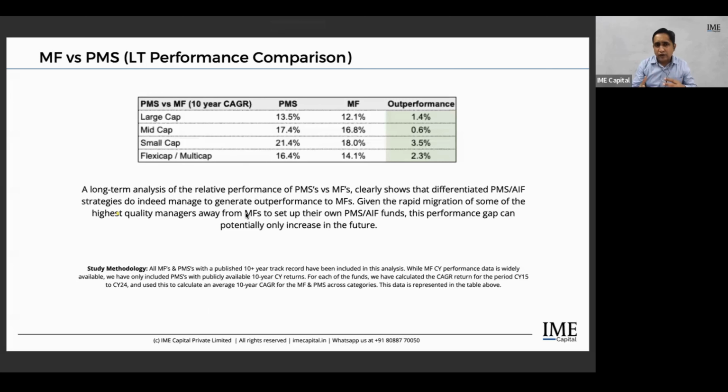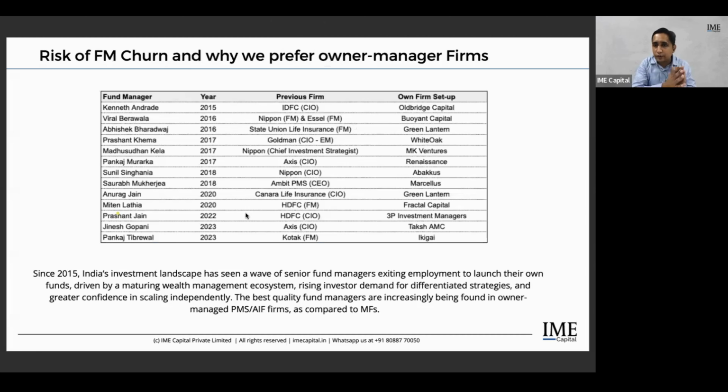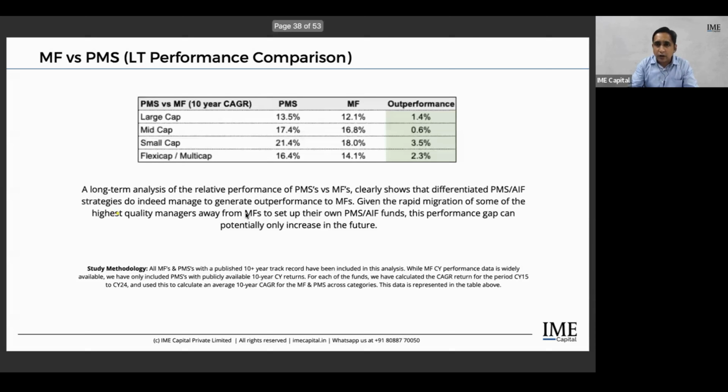Another element is we have done a study and compared longer term returns of a PMS and an AIF, and even the average PMS has tended to outperform the average mutual fund. And this has been before this large drift away of the highest quality talent that we've seen. Which is why we believe that this trend of outperformance of a PMS or AIF over mutual funds could actually only accelerate in the future. And as you get very selective about the choices of funds, the level of outperformance could actually be that much higher.